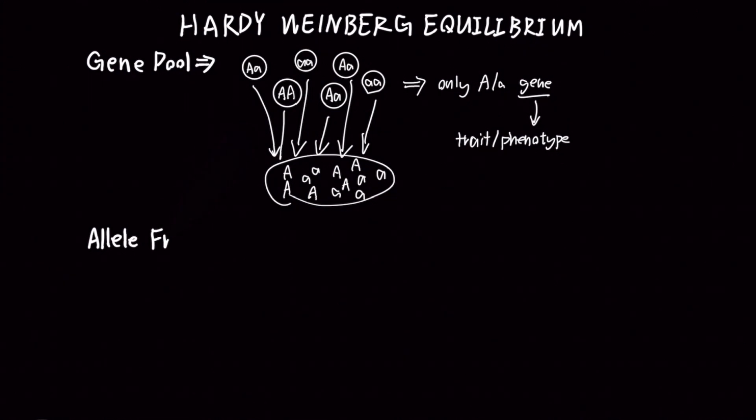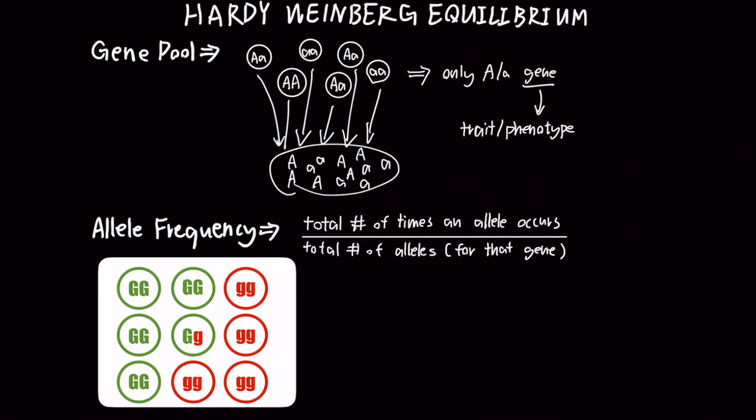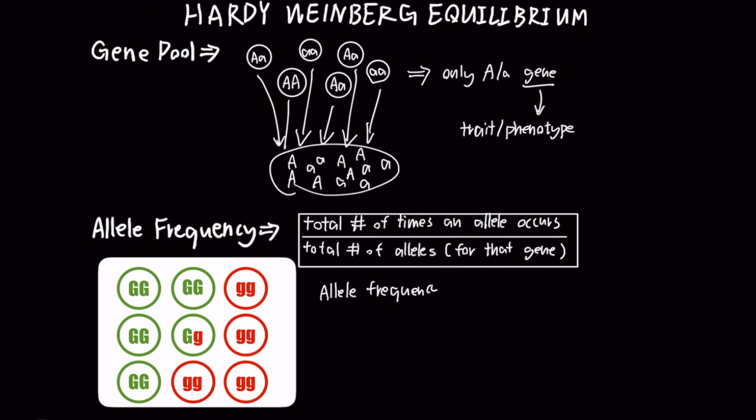The second term is allele frequency. Allele frequency is the total number of times an allele occurs divided by the total number of alleles for that same gene. So in this example, we're looking at the G gene. We have the formula for the allele frequency right here. So why don't we use this to calculate the allele frequency for the small g allele?